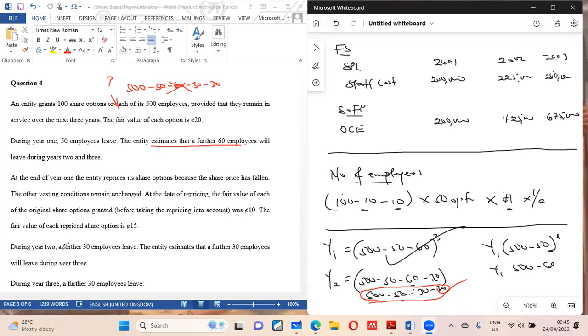It said that during year 2, a further 30 employees leave, which means of the 50 who left, a further 30 employees are leaving. And the entity now makes the estimate for the next year, which is the 30. All right. So it is 500 minus the 50 minus the 30. There will be a day when I finish teaching this and we will come back to solve this same question, and some people will still get it wrong when we get there. This same question: during year 3, 30 employees leave. We are closing with this one.